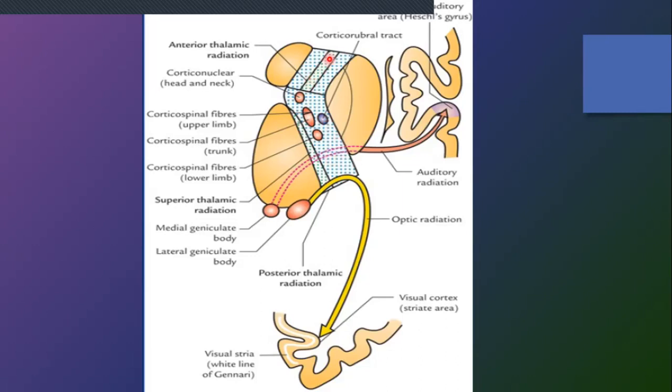Then you can see here in the anterior limb, you have the anterior thalamic radiation. Then here we have the superior thalamic radiation, but only the anterior part is found in the genu, and most of it is found in the posterior limb. Then you can see the auditory radiation in phantom here, the one in dashes, in the sublentiform part. Then in the retrolentiform part, you have the optic radiation, or the geniculocalcarine tract, and the posterior thalamic radiation.